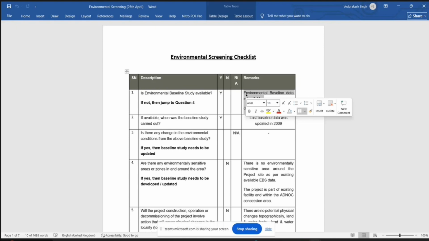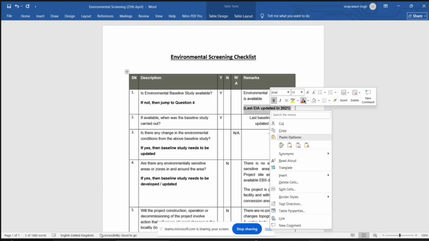The thing to check: yes, existing baseline is there, of course. If not, jump to question 4. What is the question? Are there any other sensitive? Okay. That is available. Existing baseline must be there. You have to speak to your concerned party. You have to give the date. This is important, this I need to know. Existing baseline is there.